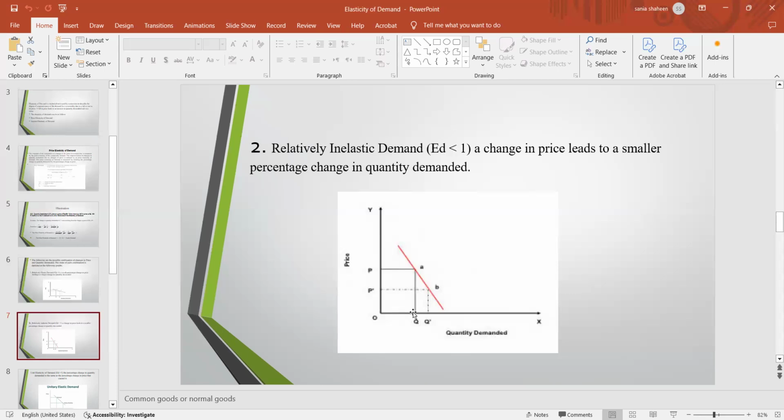So it means that if a higher change in the price level occurs, but the quantity demanded shows only a small response, this means that the elasticity of demand is less elastic, or we can say that it is an inelastic demand curve.